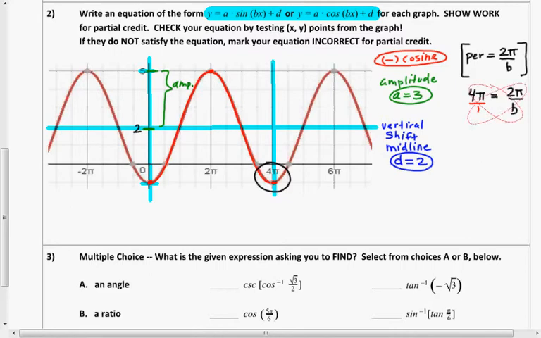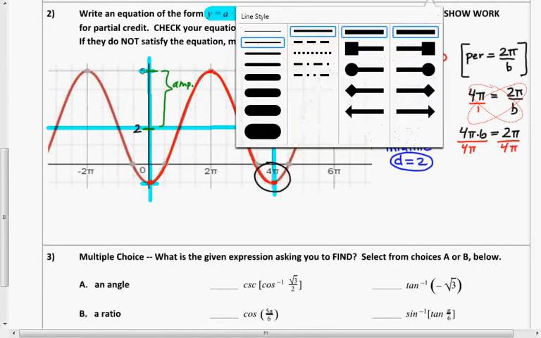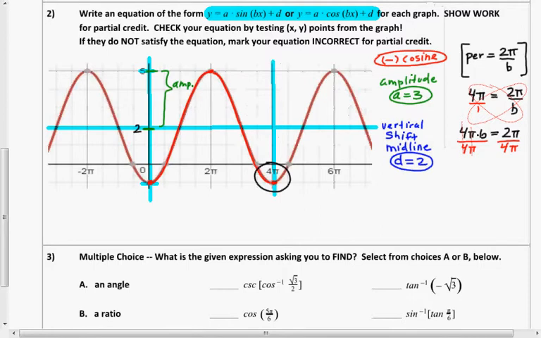All right, you get 4 pi times B is equal to 2 pi. And so to solve for B, you need to divide by 4 pi on both sides. So the 4 pi's cancel here, the pi's cancel on the right side, and B is equal to 1/2. And that's all we need to know. Put all that together and you have y equals -3 times the cosine of 1/2 x plus 2.